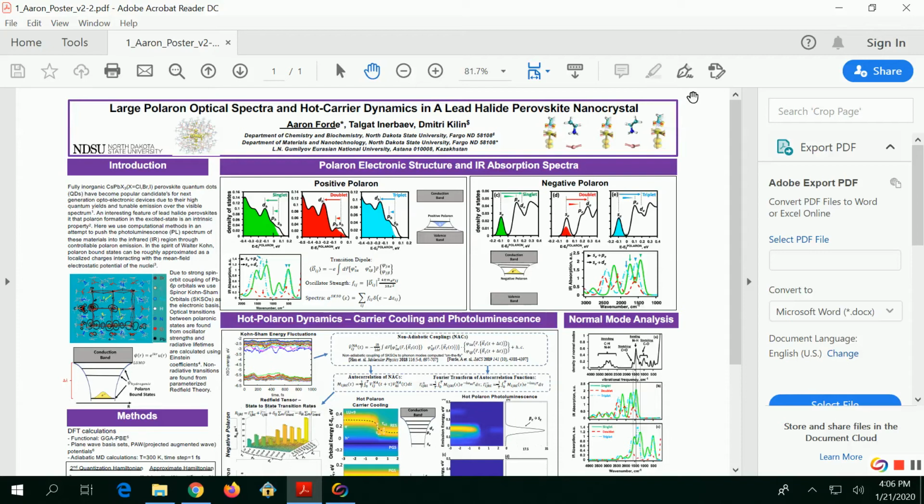So the work I'll be presenting is on polaron optical spectra and excited state dynamics. Specifically, we're looking at polaron formation in lead halide perovskites, because within the last decade or so, lead halide perovskites have become very popular in the energy fields because they're good for photovoltaics, and they're also good for efficient light emission. And they're easy to process, so they're intended to be rolled out for commercial applications.